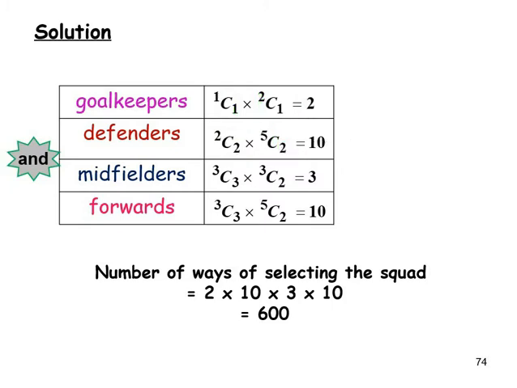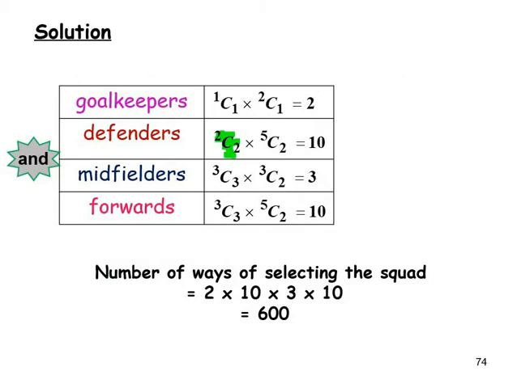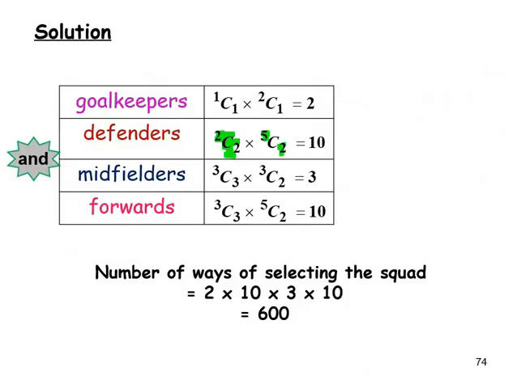Okay, for defenders we know that 2 particular defenders are automatically selected. So it is this one. And for defenders we know we have 7 defenders. Okay, so 2 are already selected, so we are left with 5 to select for another 2, because we need 4 defenders. Multiplying 2C2 times 5C2, we are going to get 10.